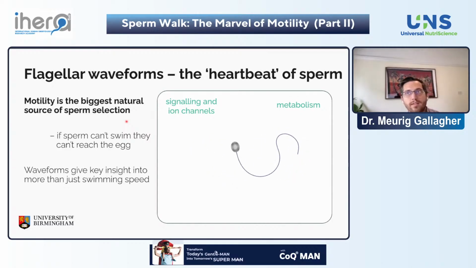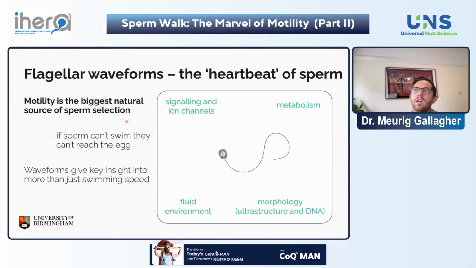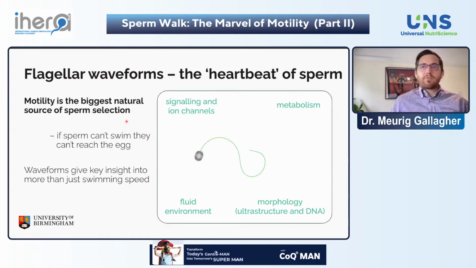So whether the signaling and the ion channels are working in sperm, that's going to govern how that tail moves. Whether the metabolism is correctly working, that's going to govern whether sperm has the energy sources and is able to distribute that energy along the tail in order to move in the way that it moves. Those things are fairly obvious, but there are other things as well that tail motion can give us insight into that might be less obvious.